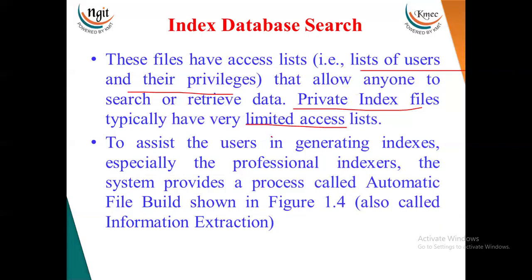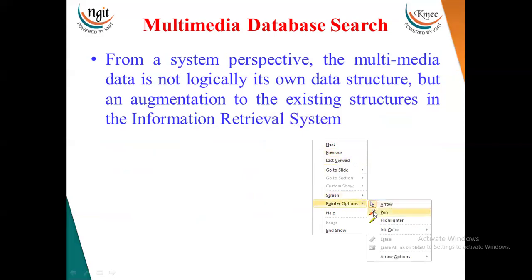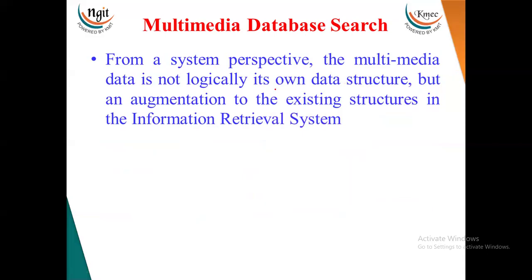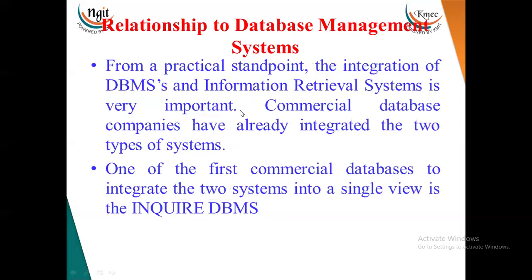Okay. So in order to use all these indexes, in the diagram we have seen the automatic file build. It is a process where the automatic file build operation will be done, where it will create the list of public and private indexes. And the next one is multimedia database search. So what is multimedia database search? It should have its own data structure because it consists of multimedia, like video, audio, all those things. And it should have an augmentation to the existing data structure. It should be in an extended format, which holds multiple databases, the multimedia database.